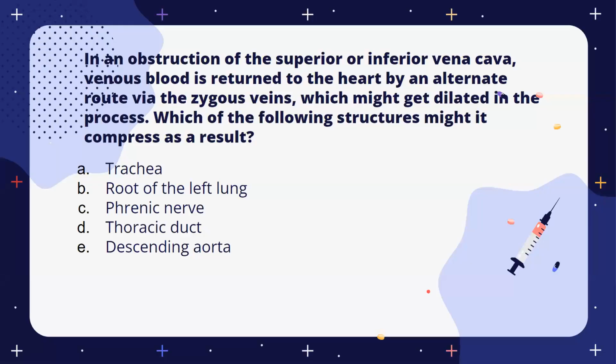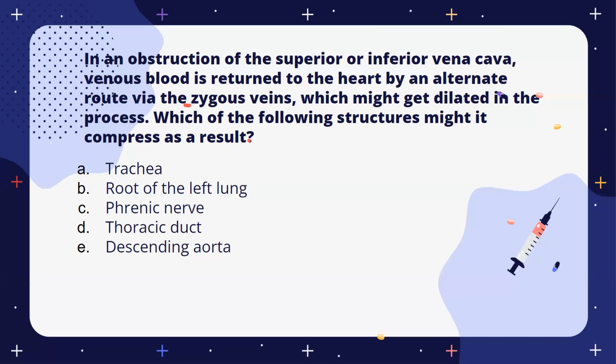Okay. In an obstruction of the superior or inferior vena cava, venous blood is returned to the heart by an alternate route via the azygos veins, which might actually get dilated in the process. Which of the following structures might it compress as a result?